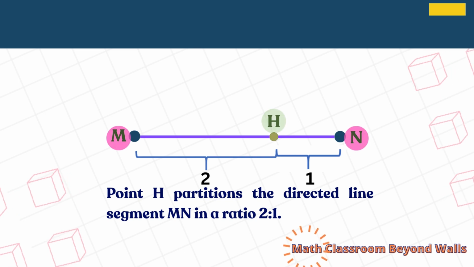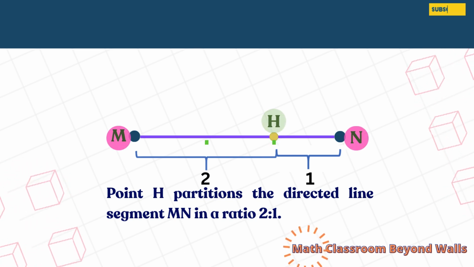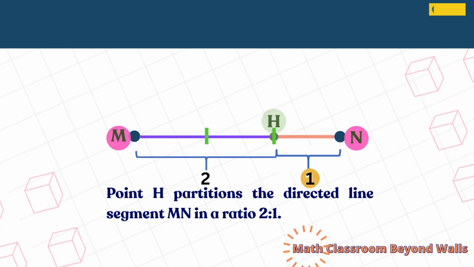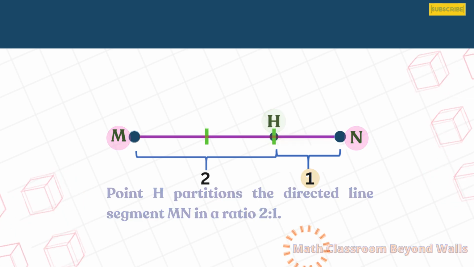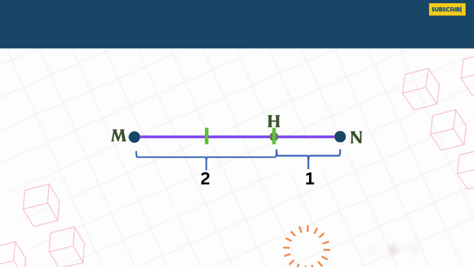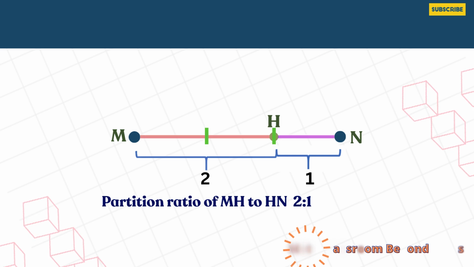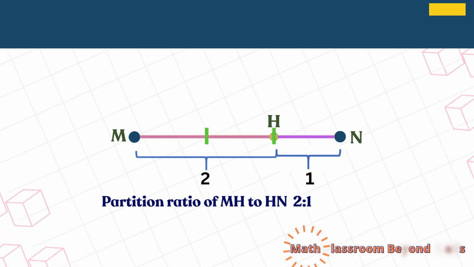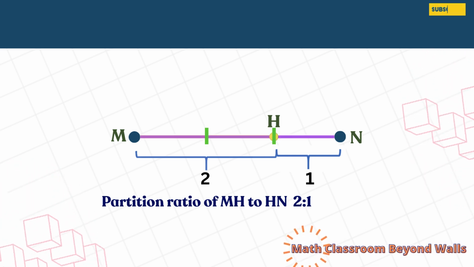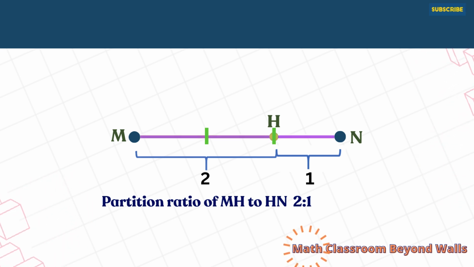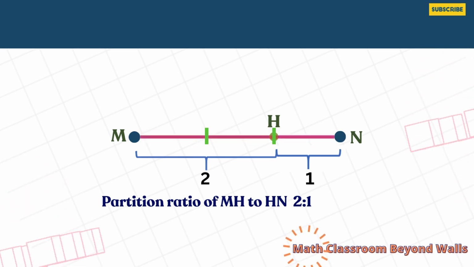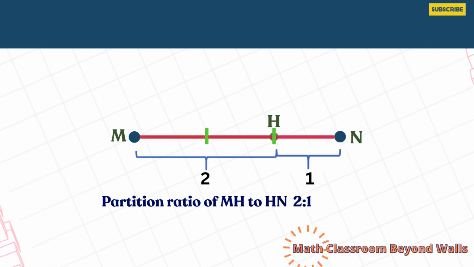Furthermore, it means that segment MN is divided into 3 equal parts, with segment MH taking 2 parts of the 3 parts, and segment HN taking 1 part of the 3 parts. The ratio comparing MH to HN, which is 2:1, is a partition ratio. This is also referred to as a part-to-part ratio, hence adding the 2 parts will give us the whole length of segment MN, which is 3 parts in this case.